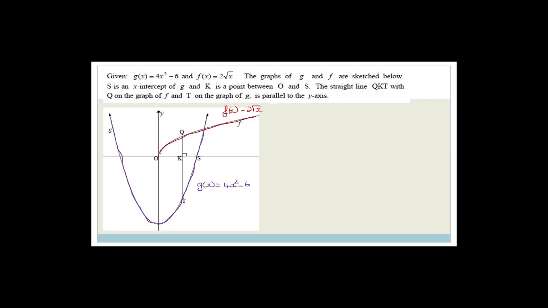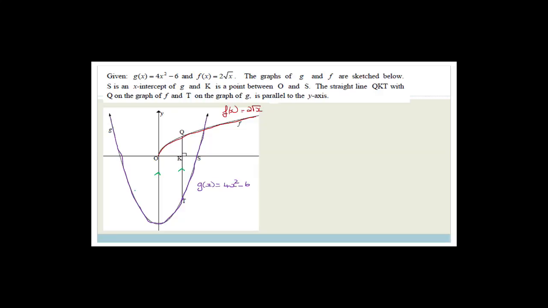Now it says the graphs are sketched below. S is the x-intercept of g. Let me read it properly. The straight line QKT, with Q on the graph of f and T on the graph of g, which is parallel to the y-axis. That's important. So let's pull that in. So this is parallel to this.